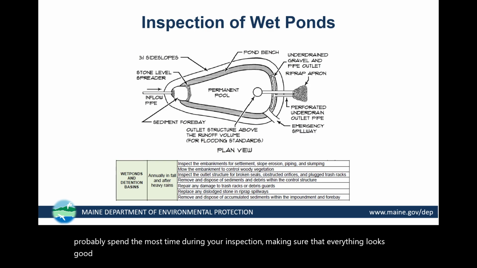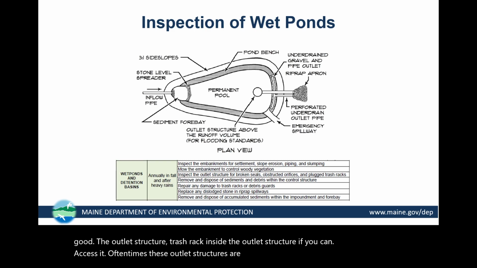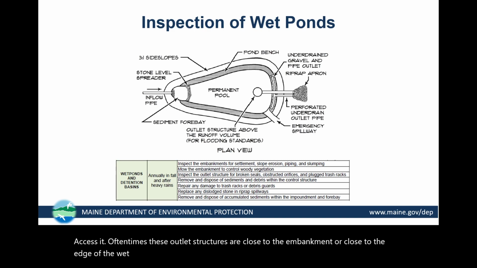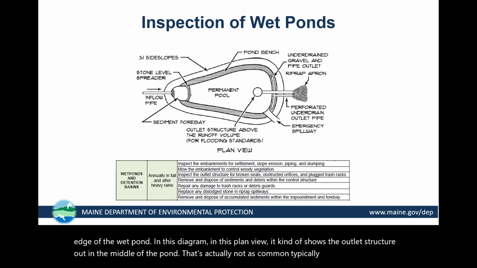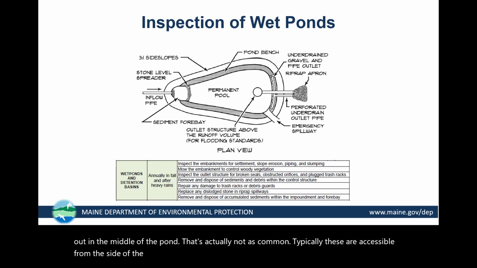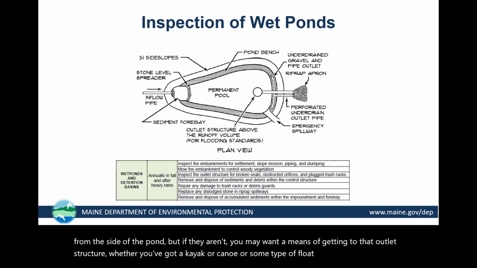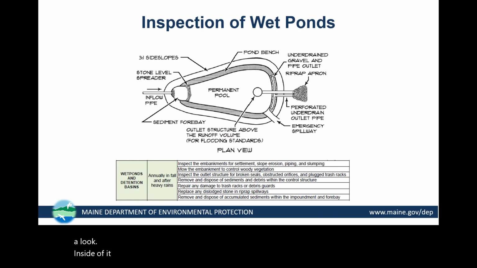The outlet structure, trash rack, inside the outlet structure, if you can access it. Oftentimes these outlet structures are close to the embankment or close to the edge of the wet pond. In this diagram, in this plan view, it kind of shows the outlet structure out in the middle of the pond. That's actually not as common. Typically these are accessible from the side of the pond, but if they aren't, you may want a means of getting to that outlet structure, whether you've got a kayak or canoe or some type of float to get out there to take a look inside of it, because it's important to check the inside of that outlet structure and check the outside of it.